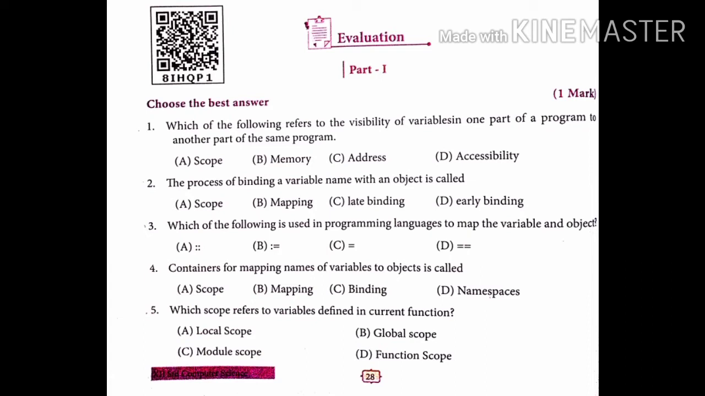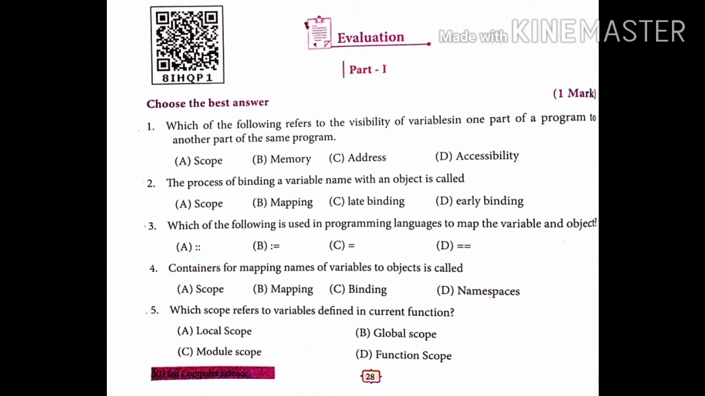B, mapping. And third one, which of the following is used in programming languages to map the variable and object? The correct answer is option B, semicolon and equal to. And fourth question, containers for mapping names of variables to objects is called option D, namespaces.